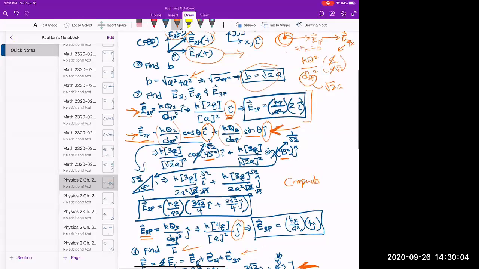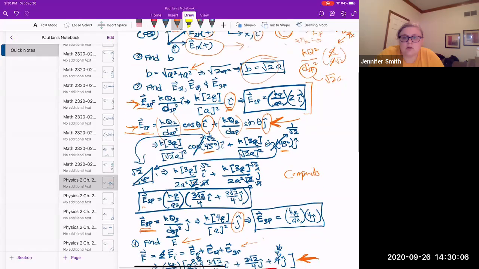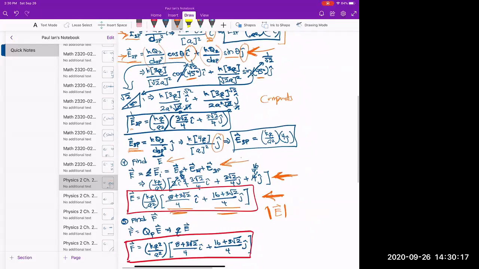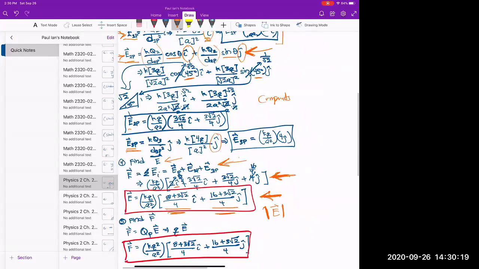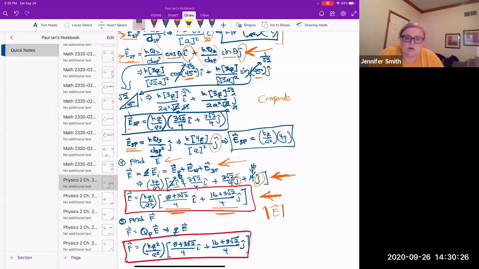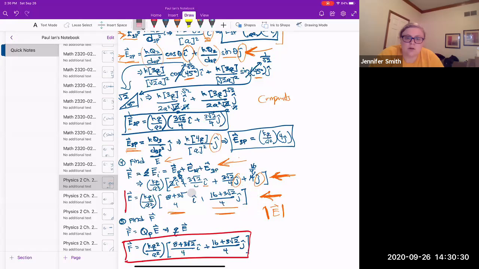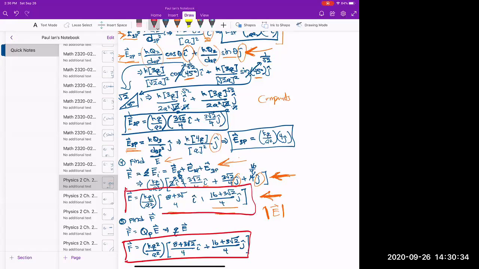I would get these guys and then this guy. And after I have all the components in i and j, I just add them, right? What I mean by adding them is kind of like this. These are i's and these are j's. You can only add like terms. You can't add i's and j's, right? So you can only add the like terms.